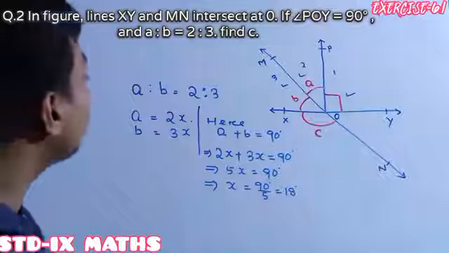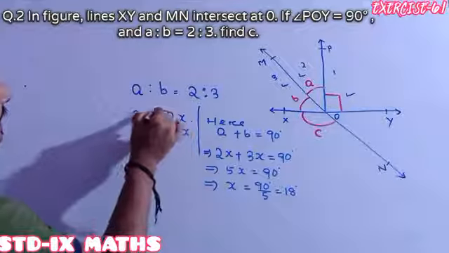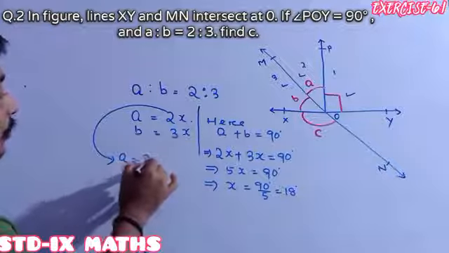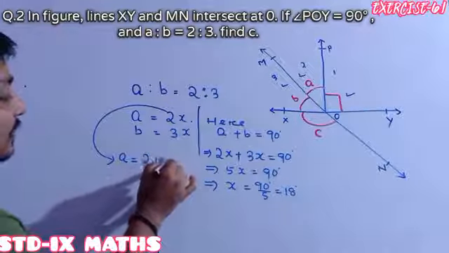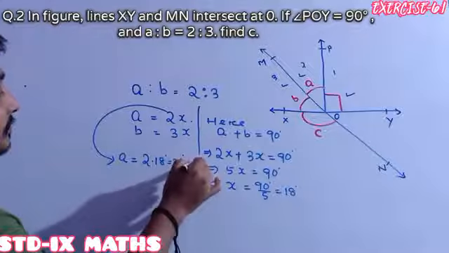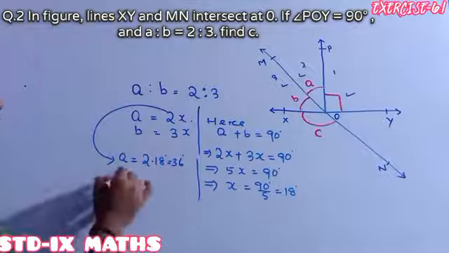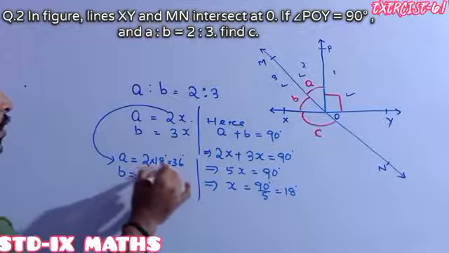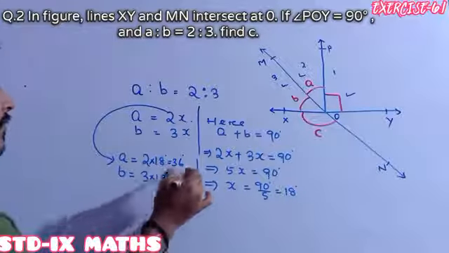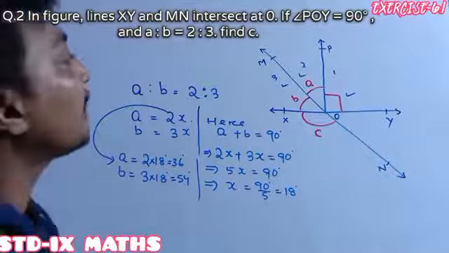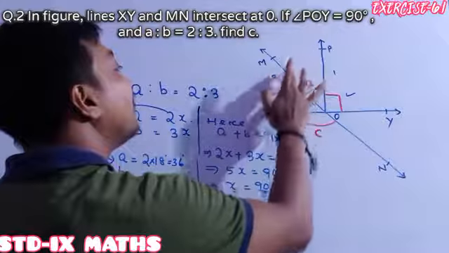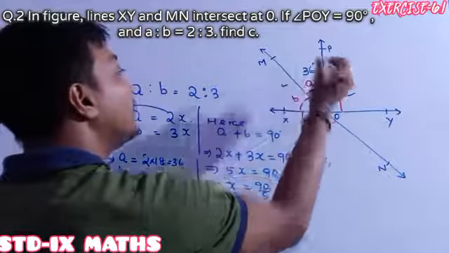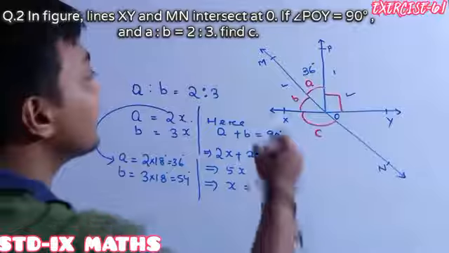As x is 18 degrees, see clearly, A is 2x, so A is 2 into 18 degrees, which is 36 degrees. And B is 3x, it means 3 into 18 degrees, which is 54 degrees. So finally I got the measure of angle A as 36 degrees, and the measure of angle B as 54 degrees.